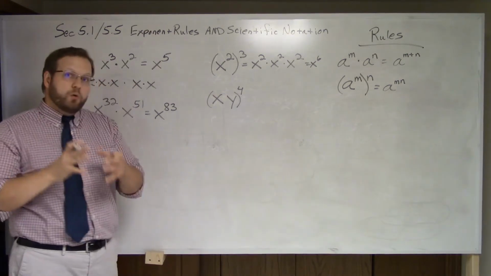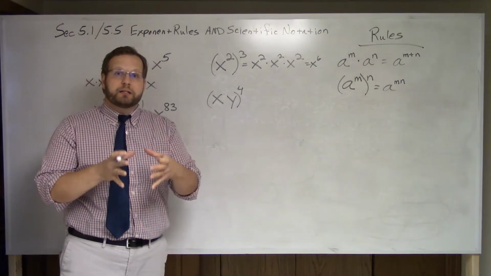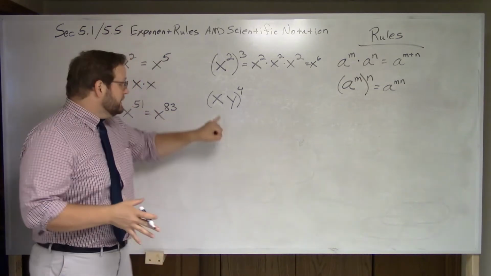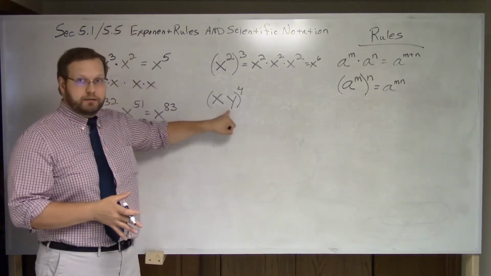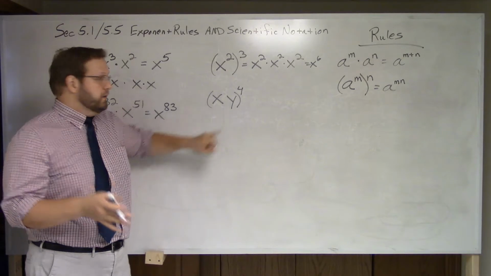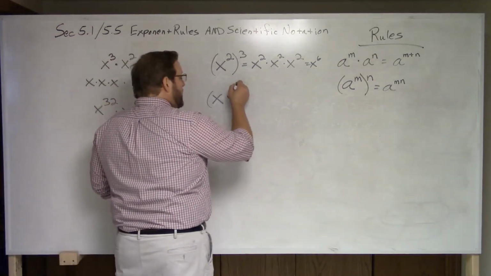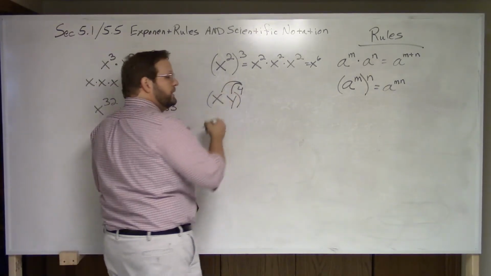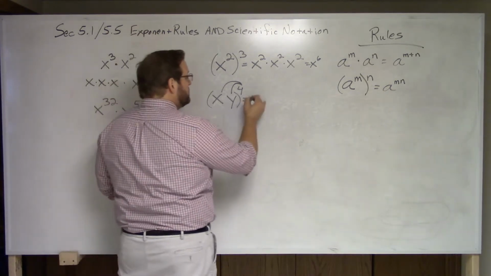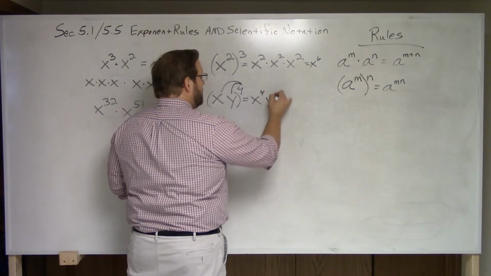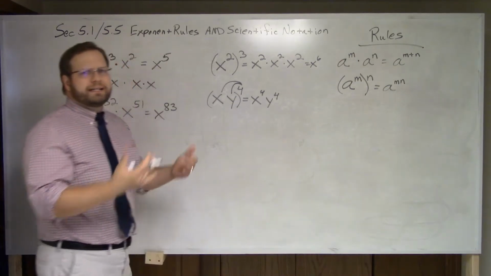Okay, now our base is actually a product of multiple terms. It's still one base, but we have a product. So what we're able to do here is essentially apply that exponent onto both. So this turns into x to the fourth, y to the fourth. Now, why is that the case?